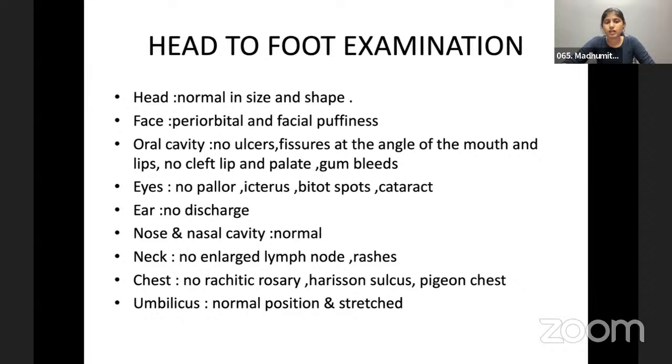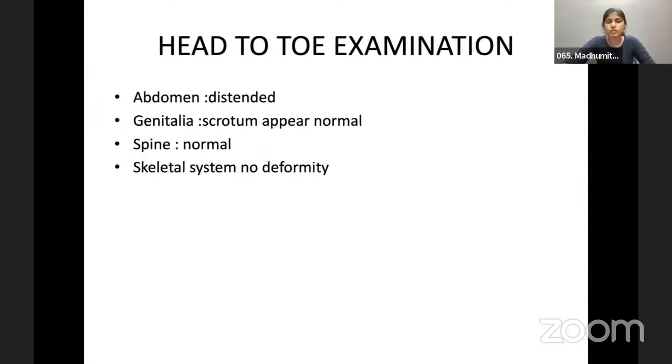Neck, no enlarged lymph node and rashes are seen. Chest, no rachitic rosary and Harrison sulcus, no deformity. Umbilicus is in normal position and stretched. Abdomen is distended. Genitalia, the scrotum appears normal. Spine is normal. Skeletal system has no deformity.